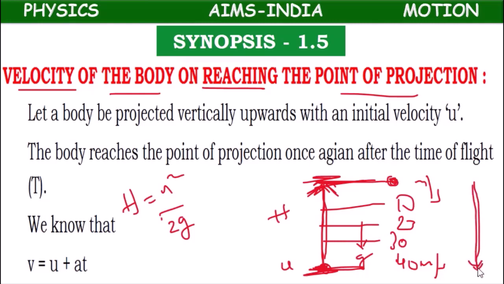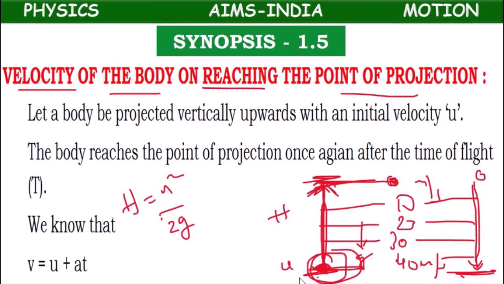Vertically downwards. But in what way? Velocity is 0. Again it will become 10, 20, 30, 40. Like that velocity will be increasing while coming downwards and finally it will hit the ground. Means in what path it went up, in the same path it will come down and hit the point of projection.